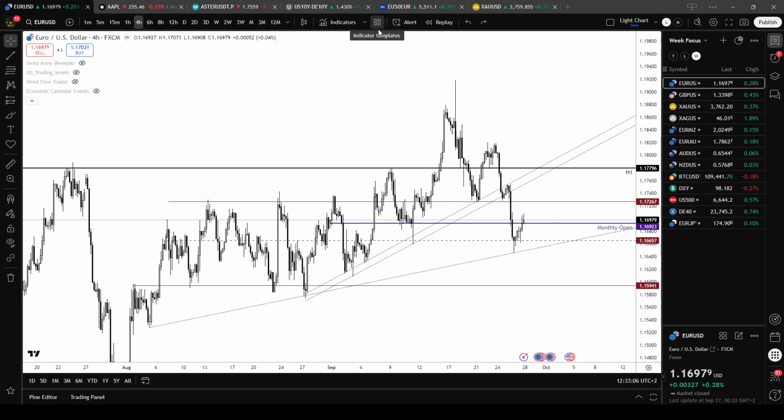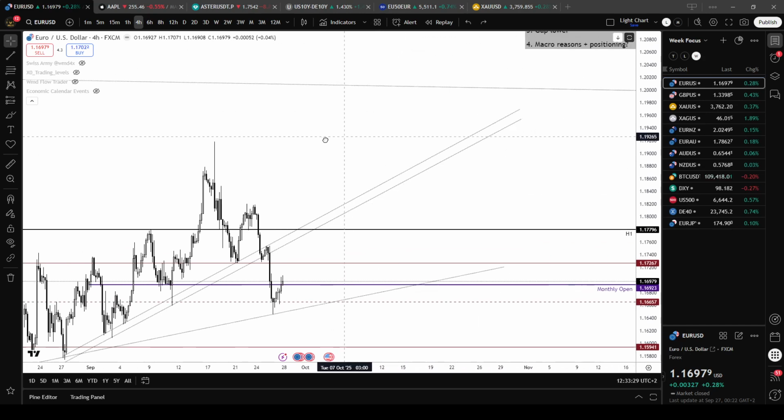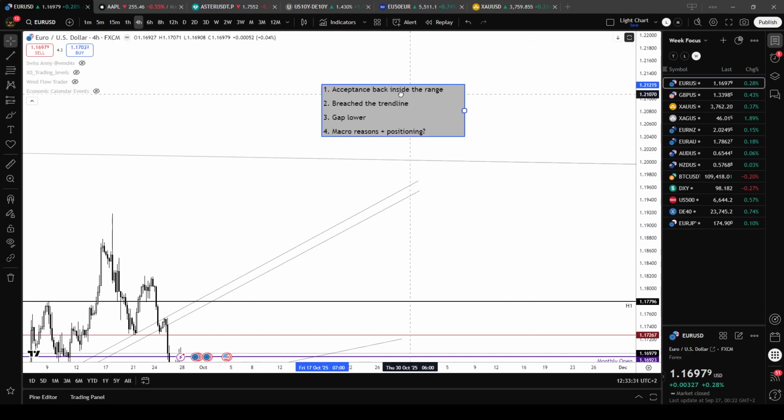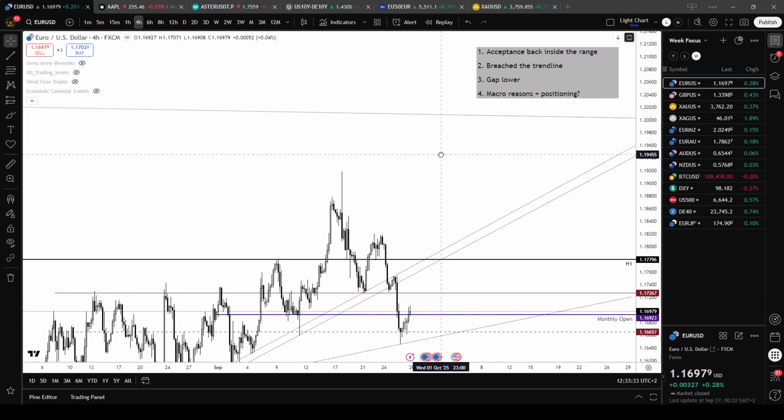Now we have to take into account that we only have 2 more days left for this current month, and October will start on Wednesday next week. So that is a whole new monthly candle and monthly open to play with. So I'll be patiently waiting for that. Now I have a small list here of the reasons why I think it does make sense to be bearish Euro USD for the next 1 to 2 weeks.